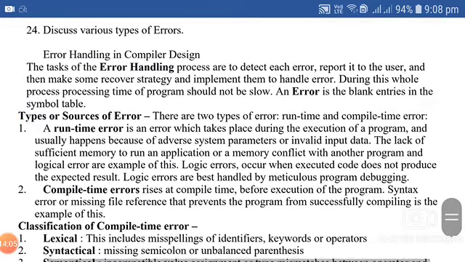And next we are moving to the last question in part C. That's the 24th question. Discuss various types of errors. So, error handling in compiler design. The tasks of the error handler are to detect errors, report them to the user, and then make some recovery strategy and implement it to handle errors. An error is a blank entry in the symbol table.